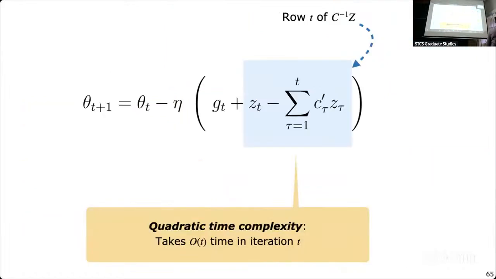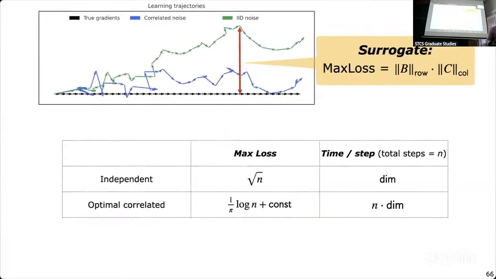So to recall the issue, it's one of time complexity. In each iteration, we need to cancel out, this is supposed to be T minus tau, some noise from past iterations, and you have to do it over all the previous iterations. So what can we do there?